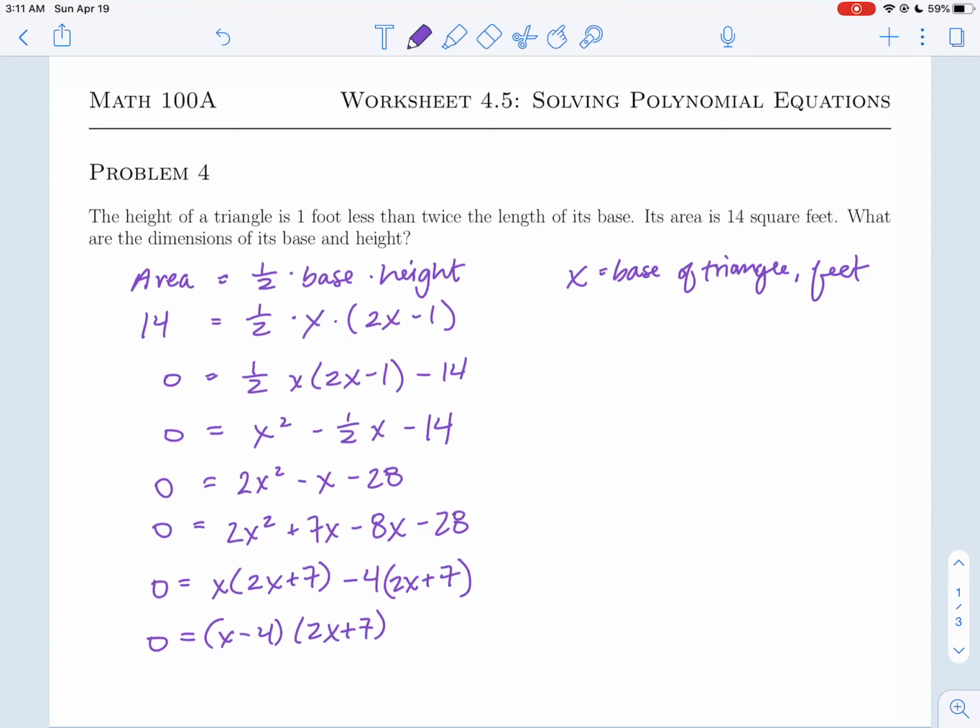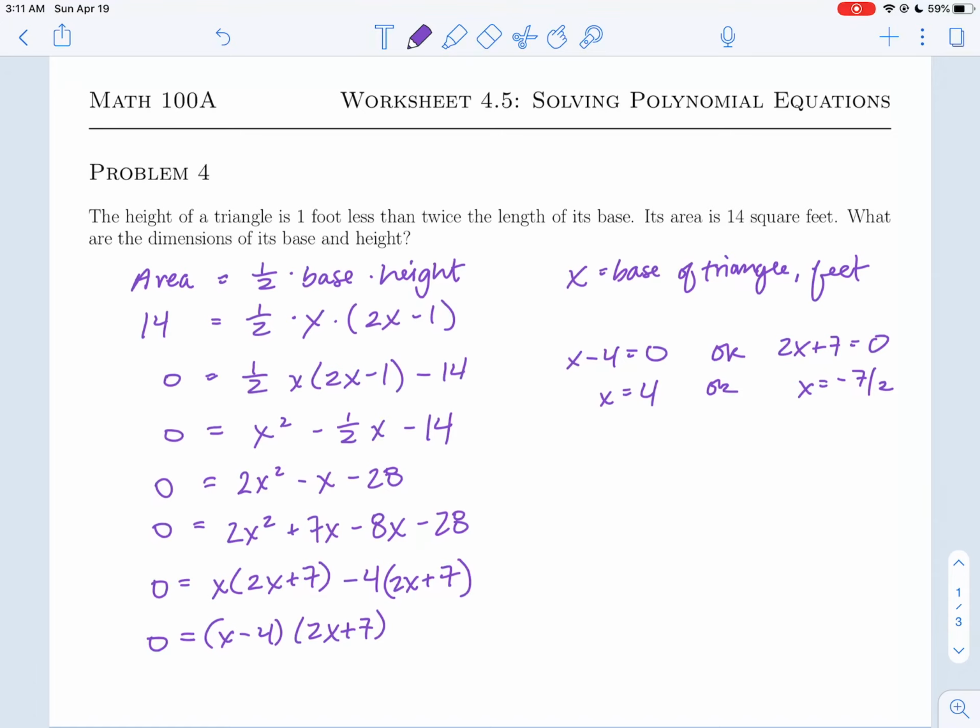Okay. And now I'm finally in a place where I can use the zero product property. It's equal to 0 and it's a product. So now I'll do x minus 4 is equal to 0, or 2x plus 7 is equal to 0. So solving both of those, on the left I'll get x equals 4, and on the right I'll get x equals -7/2.